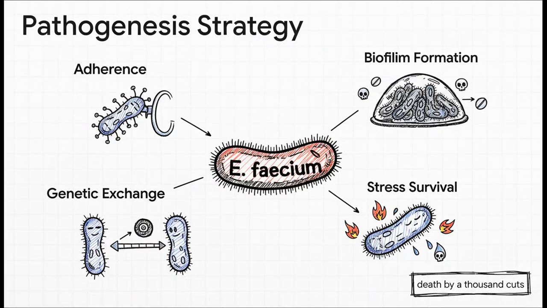And here's the key. Enterococcus faecium doesn't win with brute force. Its whole strategy is about persistence. It's got adhesins like ACM to literally glue itself to collagen on heart valves, ESP to build these rock-solid biofilms on catheters, and then these amazing stress proteins to survive in places like the biliary tract that would kill most other bacteria. It's truly a death by 1,000 cuts.